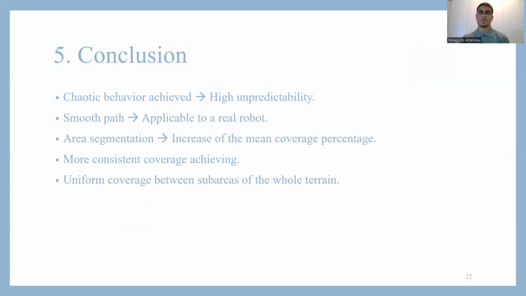So to conclude this presentation, the proposed system had the chaotic behavior that was desired, and the path was highly unpredictable. The smooth path also made this idea applicable to a real robot, and using area segmentation for the optimization increased the mean coverage percentage, and also made the achieving of the coverage more consistent. And the coverage between the sub-areas was more uniformly distributed.